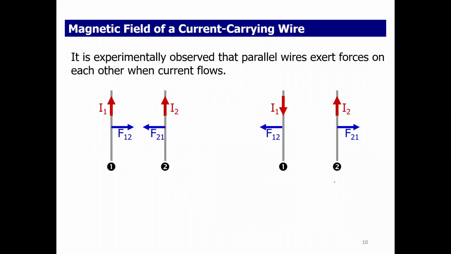Now, if you were to observe the ones with currents flowing in opposite directions, they are going to attract. And the forces are equal and opposite, because Newton's third law says that the force of one object on another object has to be equal and opposite.